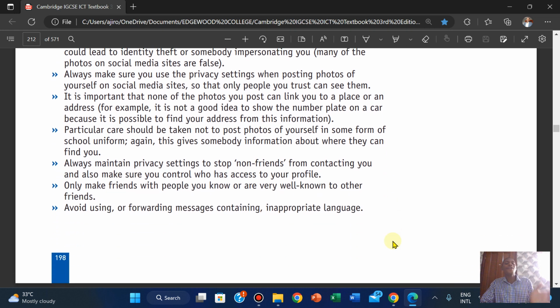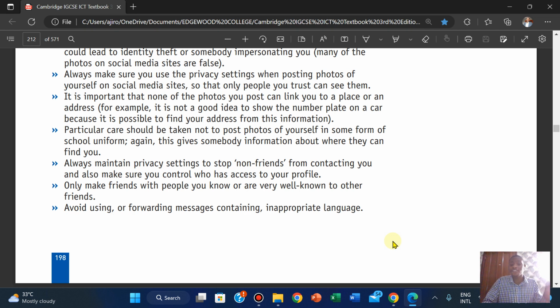Okay? Always maintain privacy settings to stop non-friends from contacting you. So have privacy settings. People cannot just chat you up. People cannot just send you messages until they're your friends. Also make sure you control who has access to your profile. With some people, the only way you can have access to their profile is if you're following their friends. Okay? Only make friends with people you know or who are well known to other friends.